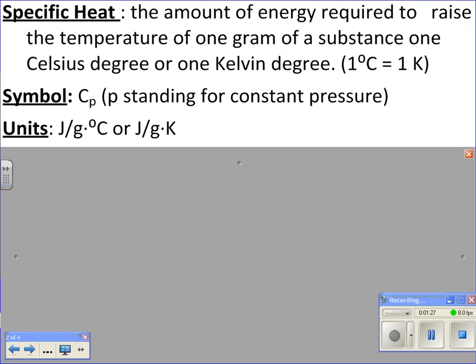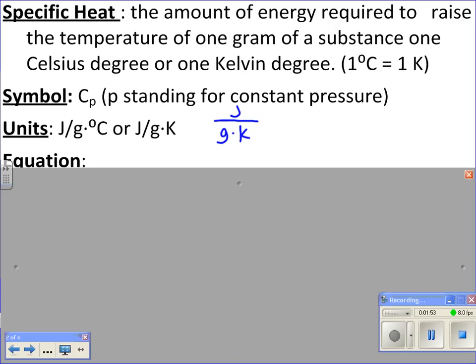Units for specific heat, because it's an amount of energy or heat, it's measured in joules, and it's per mass and temperature degree. So joules per gram degrees Celsius, or joules per gram Kelvin. Sometimes you'll see it written like this with the joules on top and then grams Kelvin on the bottom, or degrees Celsius like this.